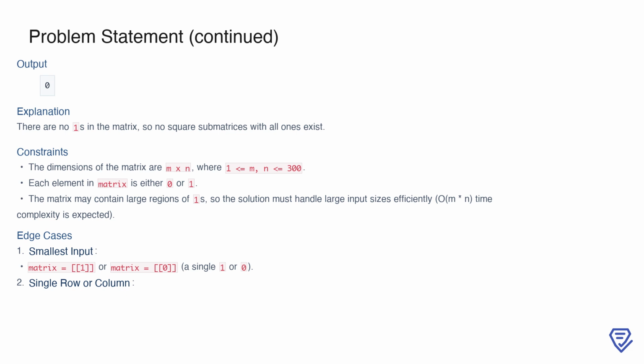Now, in the third example, the matrix contains only zeros. Since there are no ones in the grid, it is impossible to form any square submatrices with all ones. As a result, the output is simply 0. This illustrates that when a matrix is entirely filled with zeros, there are no valid submatrices to count.